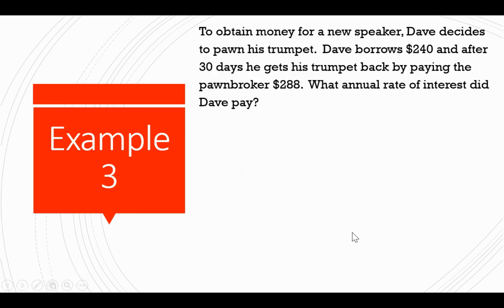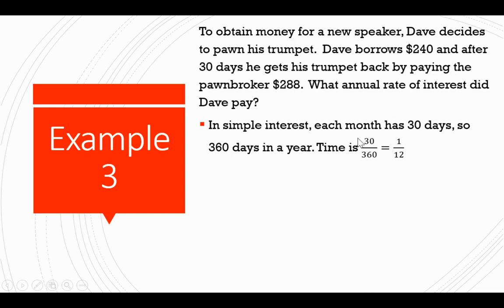Example 3, to obtain money for a new speaker, Dave decides to pawn his trumpet. Now, if you've ever seen the Discovery Channel or History Channel or one of those where they have Pawn Stars, those guys, you can walk in with like a $5,000 thing and they'll say, best I can do is $3. It's kind of crazy. But anyways, he pawns his trumpet and borrows $240. After 30 days, he gets his trumpet back by paying the pawnbroker $288. What's the annual rate of interest for his pawning?